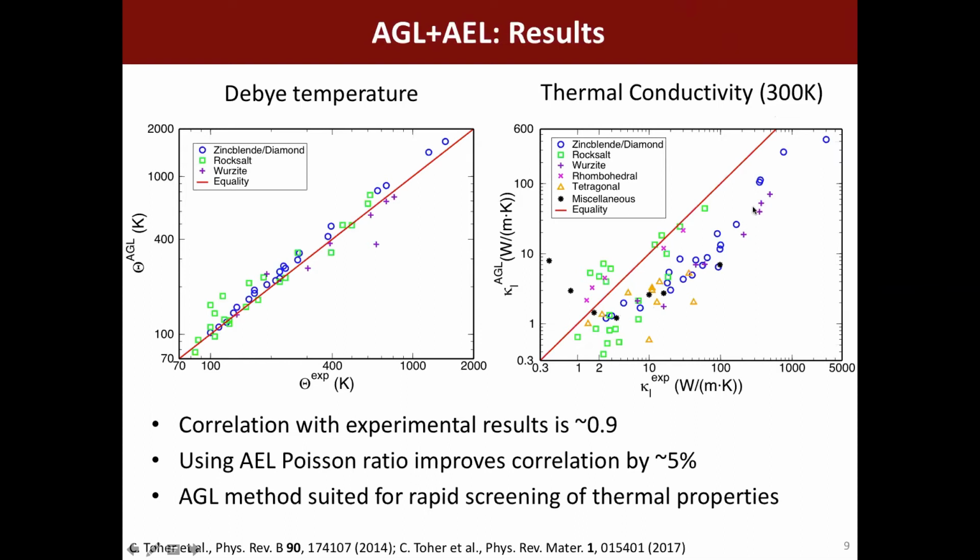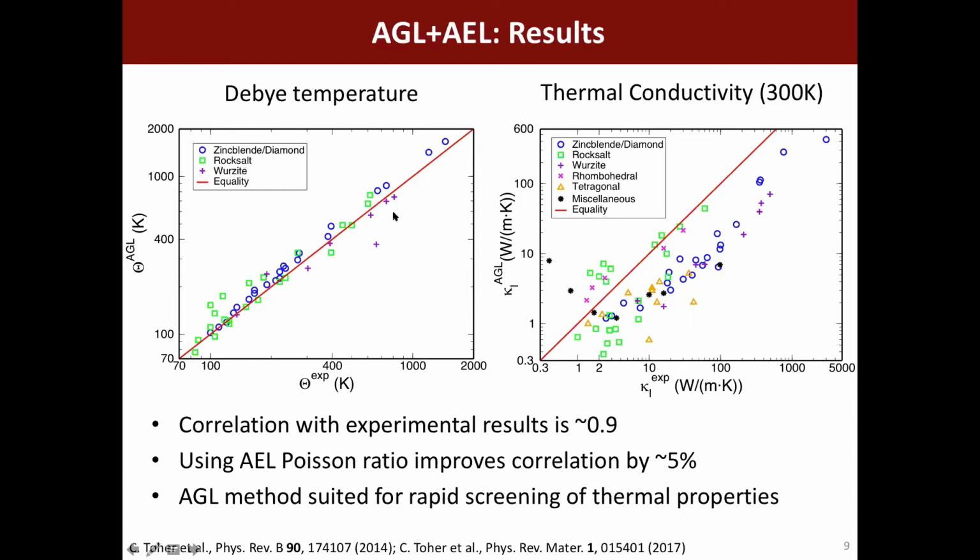The method tends to overestimate the Grüneisen parameter, and because the Grüneisen parameter is in the denominator for this equation, it tends to result in an underestimation of the thermal conductivity. So the correlation here with experimental results, so this is how close this is to a straight line, is about 0.9. So this is pretty good.